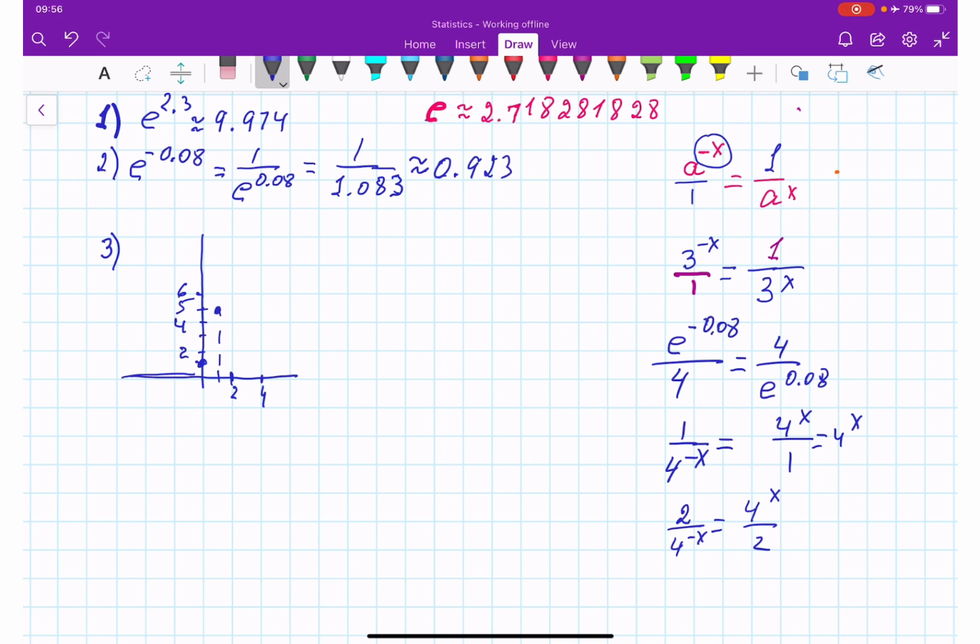And the graph is going to go, not bad. It could be a little bit more, but that's okay. So it's a function of the format a to power x.